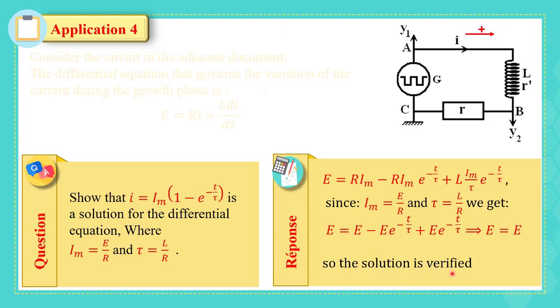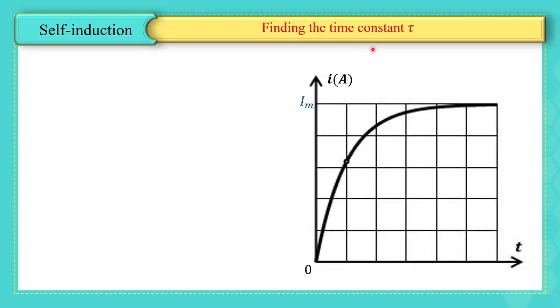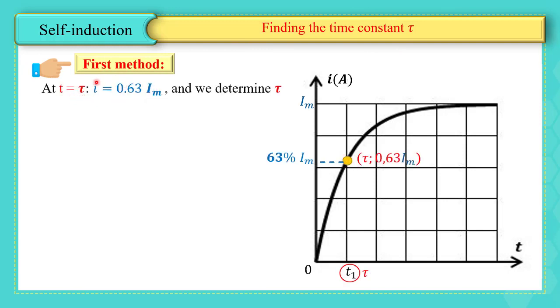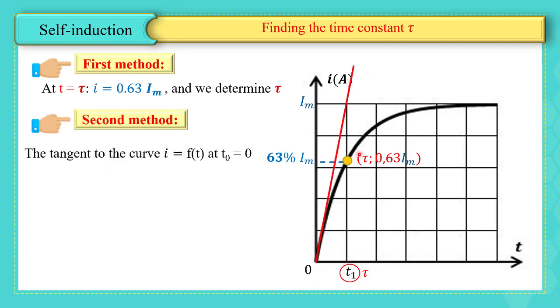Now, in order to find the time constant tau, we have two methods. The first method, simply for t equal tau, I will be equal to 0.63 I maximum. So graphically, we search for I equal 63% of I maximum, and the abscissa of this point is tau. Second method is by calculating the slope of the tangent to the curve at t equal 0. As we know, the tangent to the curve I of t at t equals 0 has a slope equal to di over dt at t equals 0.